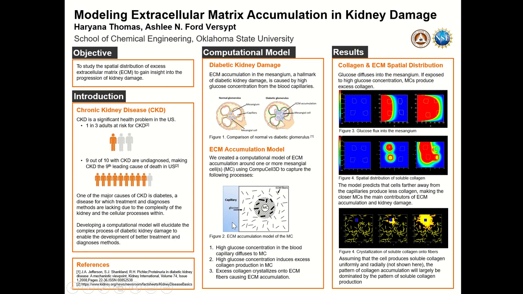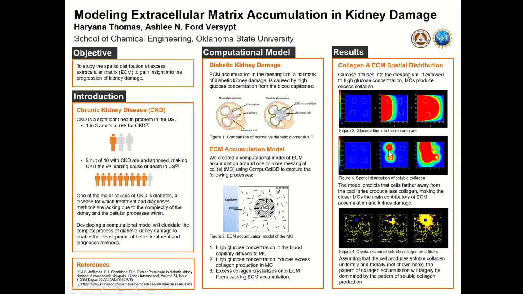So here we have a diagram of our model where on the left side is the capillary from which glucose fluxes in, interacts with the mesangial cell, which causes the mesangial cell to produce excess collagen and cause extracellular matrix accumulation. And so here we have our model with multiple cells and no fibers initially, and this model shows the diffusion of glucose into the mesangium, and the cells respond by producing collagen.